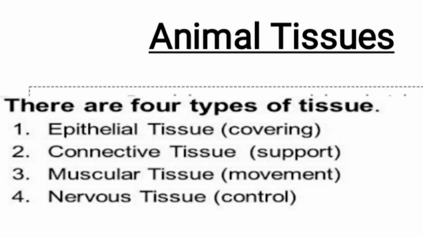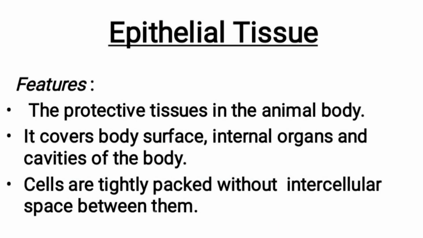On the basis of the functions they perform, animal tissues are classified into four types: epithelial tissue, connective tissue, muscular tissue, and nervous tissue. Epithelial tissue. These are the covering or protective tissues in the animal body. It covers most organs and cavities of the body. Cells are tightly packed and form a continuous sheet. There is almost no intercellular space between them.